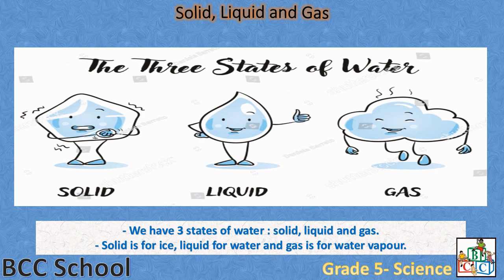Solid, liquid, and gas. In the picture, we have three states of water. The first one is solid, the second one is liquid, and the third one is gas. We have three states of water: solid, liquid, and gas. Solid is for ice, liquid for water, and gas is for water vapor.